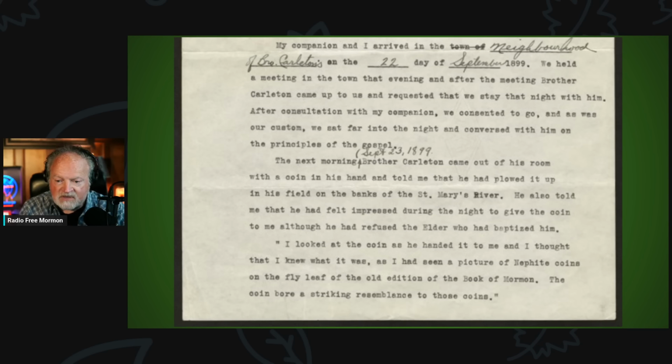The next morning, September 23rd, 1899, Brother Carlton came out of his room with a coin in his hand and told me that he had plowed it up in his field on the banks of the St. Mary's River. He also told me that he had felt impressed during the night to give the coin to me, although he had refused the elder who had baptized him. So apparently he showed it to the elder who baptized him. He found this coin before he was a Mormon. He gets baptized.